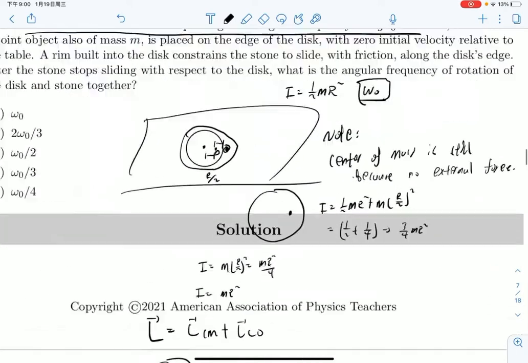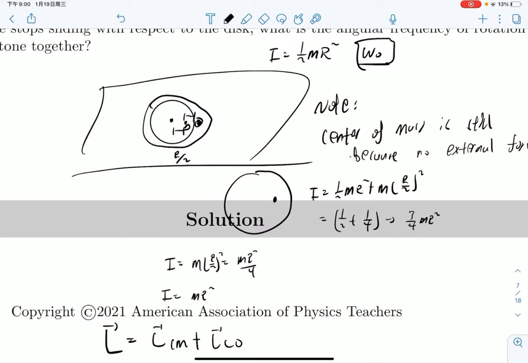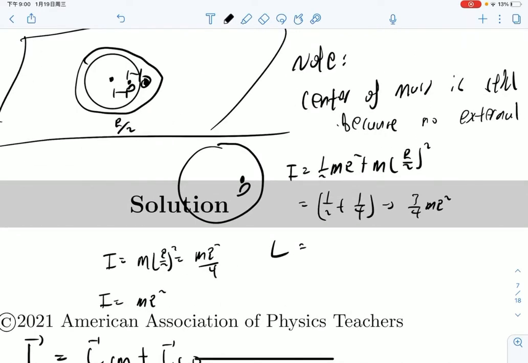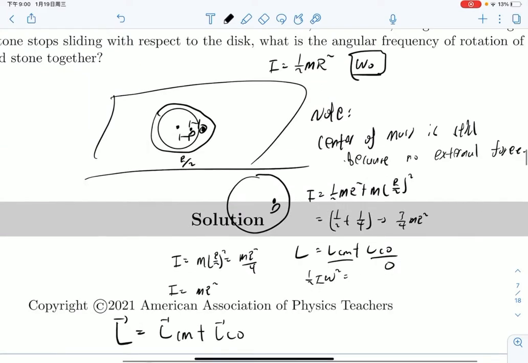And so now you can see the total L around this point is equal to L_CM plus L_CO, where L_CO is 0 because there is no initial velocity. It is equal to 1/2 I omega squared, which is equal to m r squared v final omega final, and this is conservation of angular momentum. And you can see the answer is C.